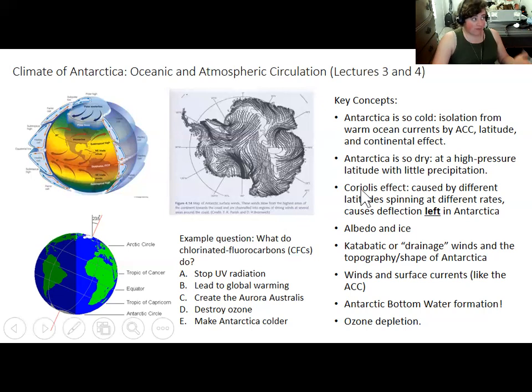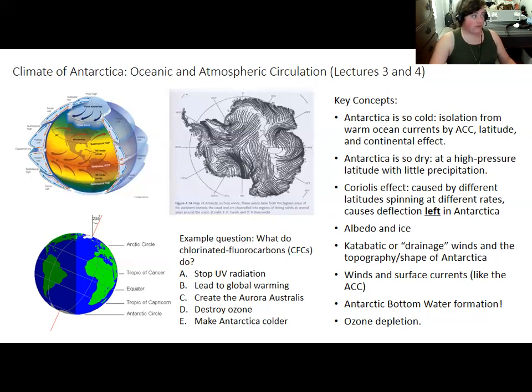So that is a big reason why Antarctica is so dry, because it is at a latitude that is receiving dry air. And the reason that we have huge glaciers in Antarctica is not because we have a lot of snowfall, but because it accumulates over a very long time.